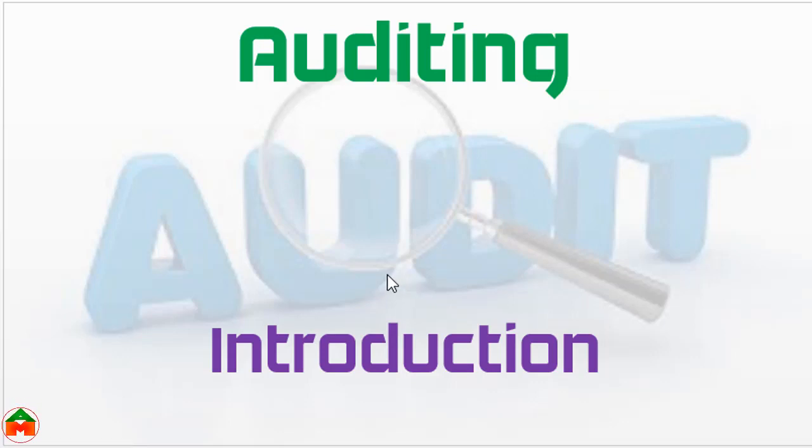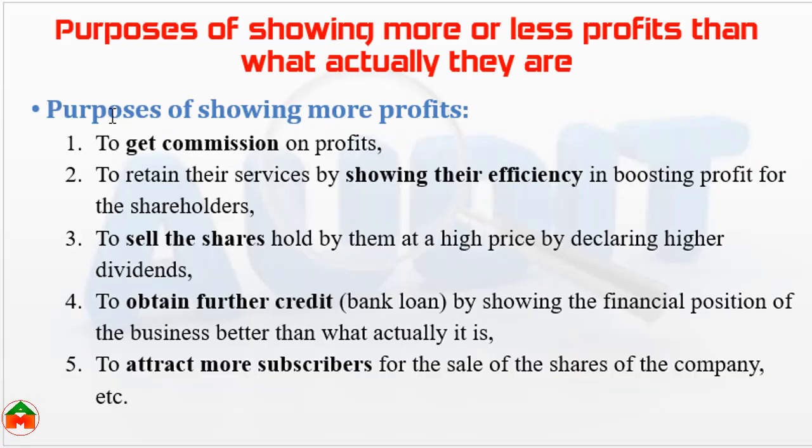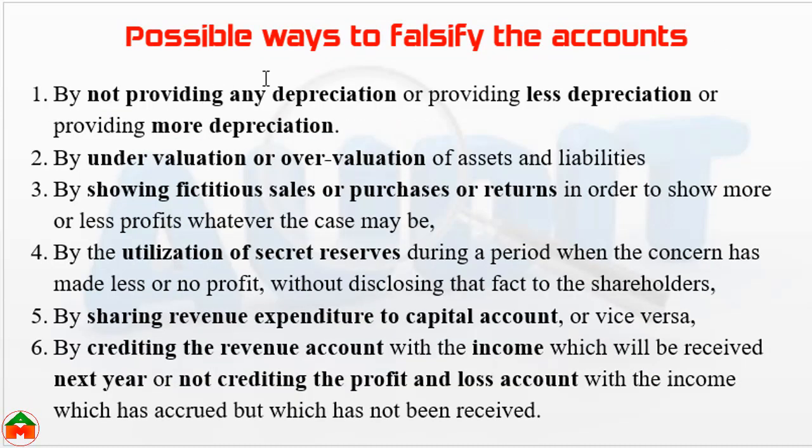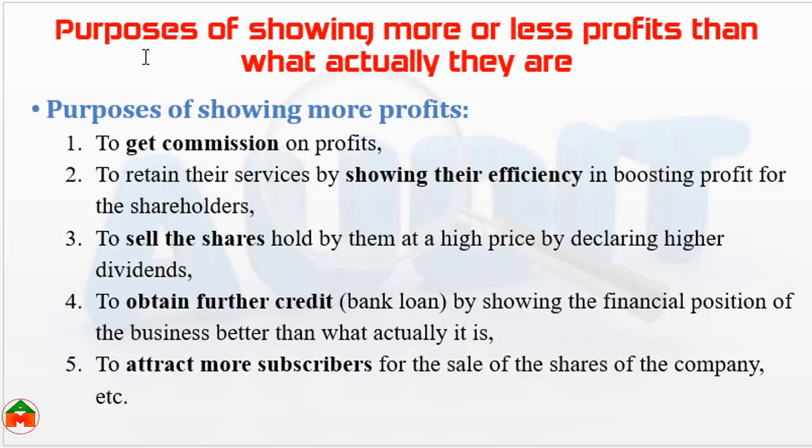This is the fourth and last part of the introductory issues on auditing. In this tutorial, we are going to learn about the purposes of showing more or less profits than what actually they are, as well as we will learn the possible ways to falsify the accounts. What are the purposes of showing more or less profits than what actually they are?